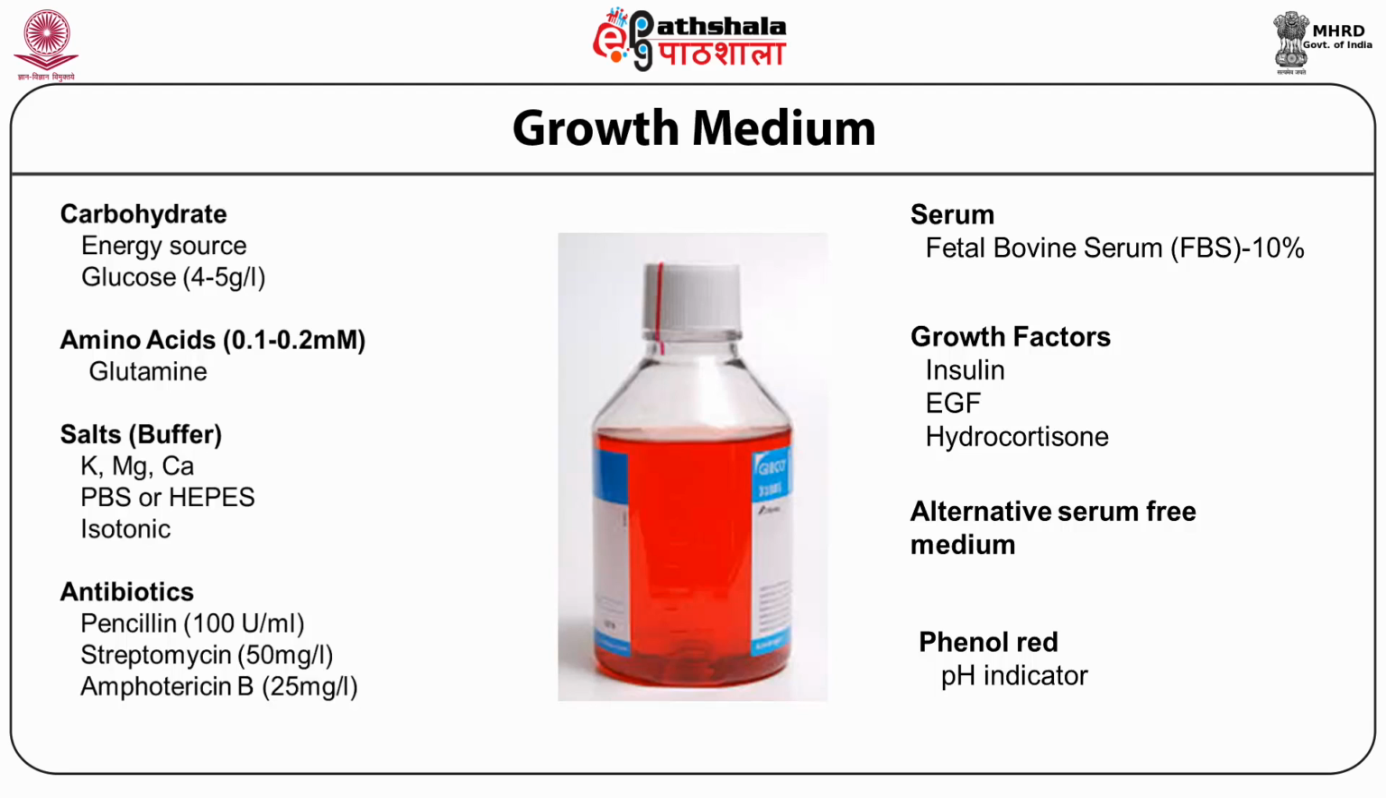Most of the time, media is red in color. This is because of the presence of a component called phenol red, which is red in color. Phenol red is actually a pH indicator, and at pH 7 it is red in color, and as the cells grow, the medium becomes acidic and the color changes from orange to yellow. Thus, phenol red is a good indicator of cell growth.